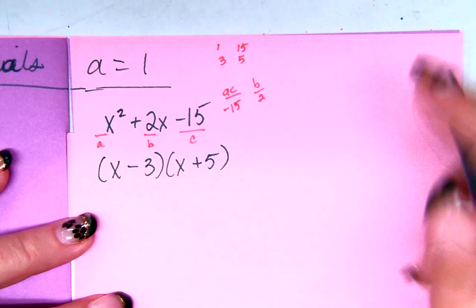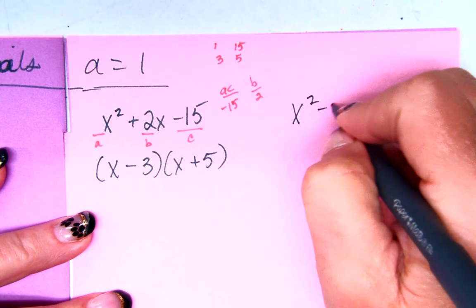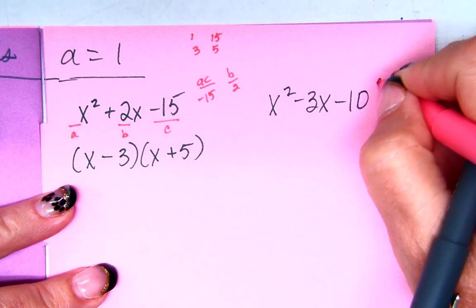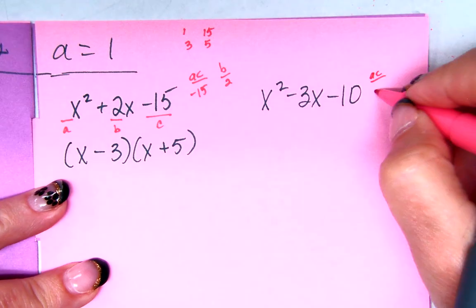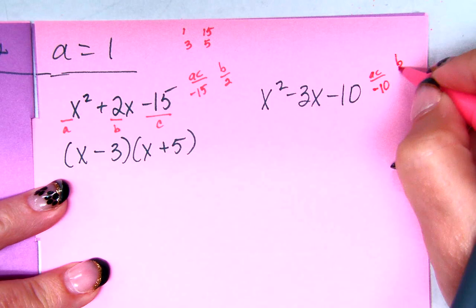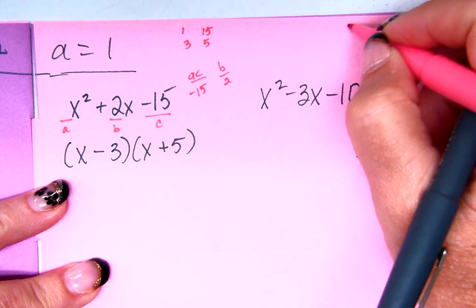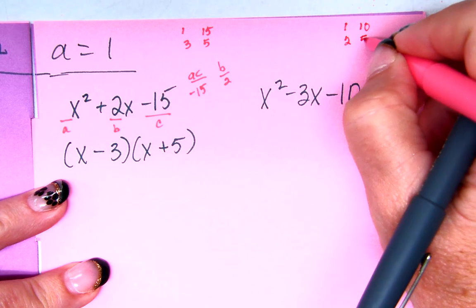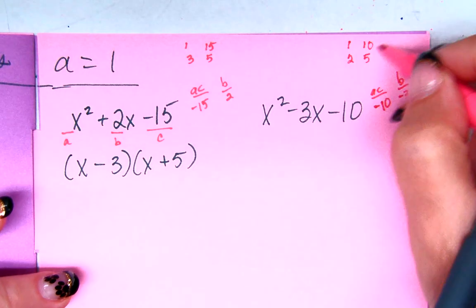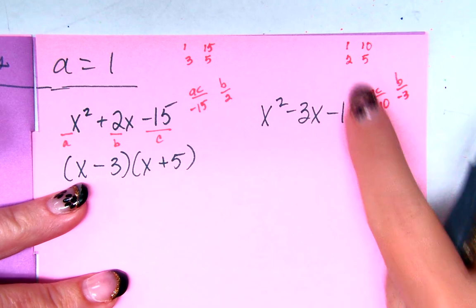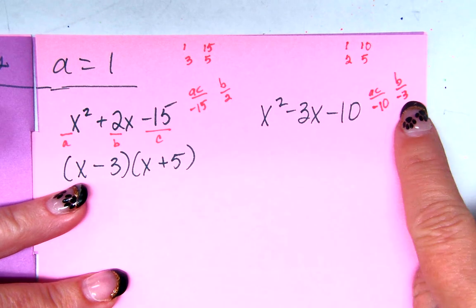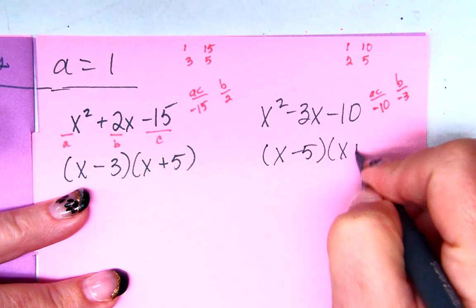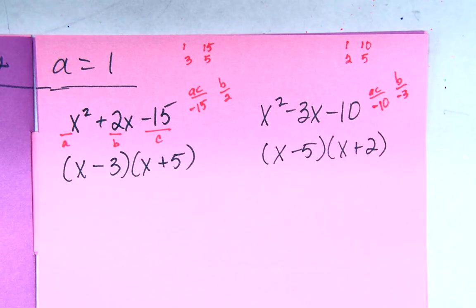Got it? X squared minus 3x minus 10. What's ac? Negative 10. And what's b? Negative 3. What two numbers multiply to be 10? 1 and 10, 2 and 5. Which combination of these are going to multiply together to give me negative 10 and add to be negative 3? Negative 5, positive 2. Okay so far?